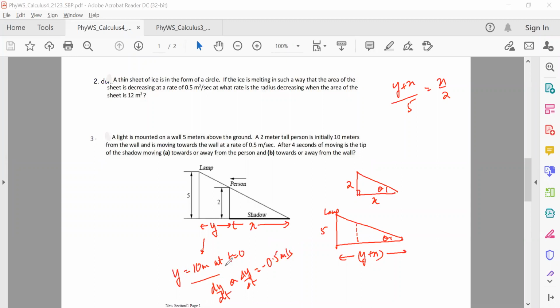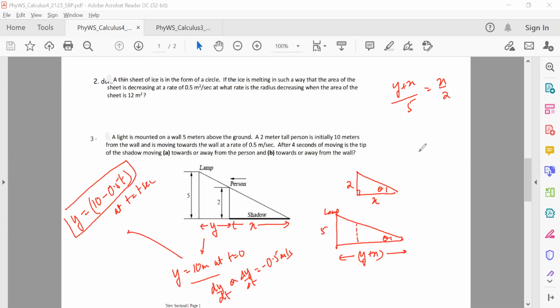So after some time t, y would have become 10 minus 0.5t at t equal to t seconds. For example, after 1 second, it would have become 9.5 meters. After 2 seconds, it would have become 9 meters. So after 4 seconds, assuming the speed is constant, it will have become 10 minus 2 or 8 meters, like that. Okay. But the important thing is y is going on decreasing. So accordingly, x will also go on decreasing.